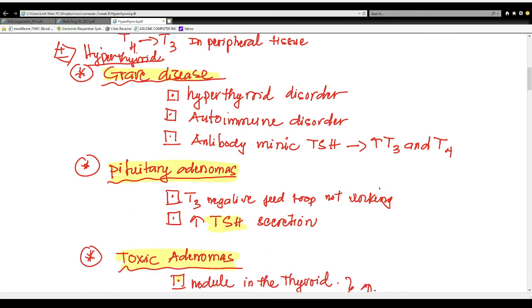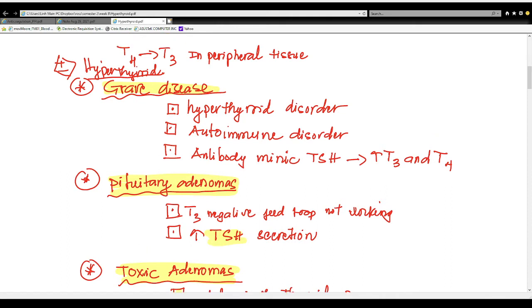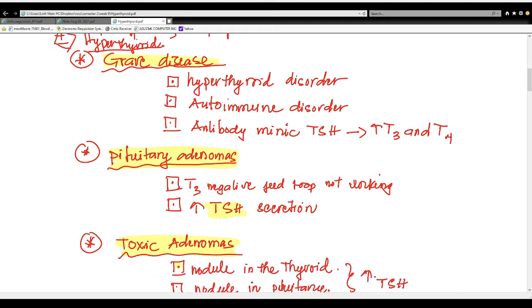hyperthyroid. There are different types of hyperthyroid. For Graves' disease, it's a hyperthyroid disorder, also an autoimmune disorder. The body makes an antibody that mimics TSH. Then it will increase production of T3 and T4, or pituitary adenomas that increase TSH secretion, and then also the T3 negative feedback loop not working.